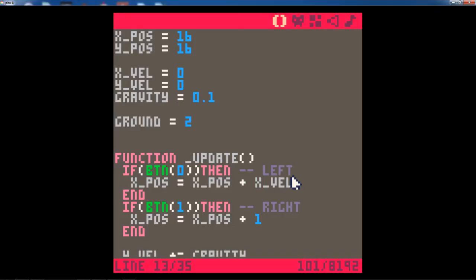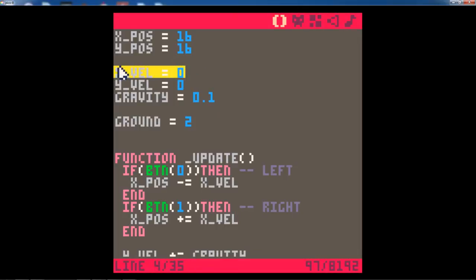If I use a special sign called plus equals, which means take this value and add that to it and set it to the result. So x pos equals itself plus x vel, which of course is wrong, for if we want to move left, we want to subtract. Right, and plus equals x vel for moving right. Now x vel is 0, which I seem to have added already, as you may have noticed.